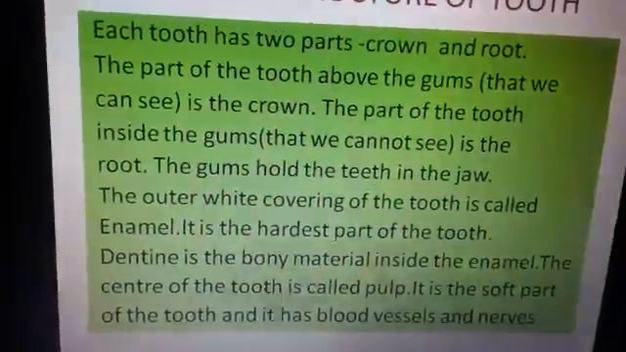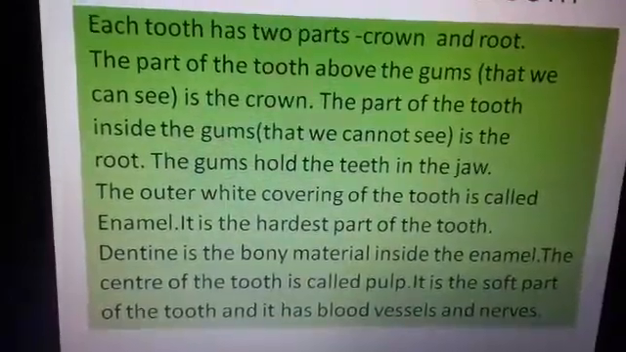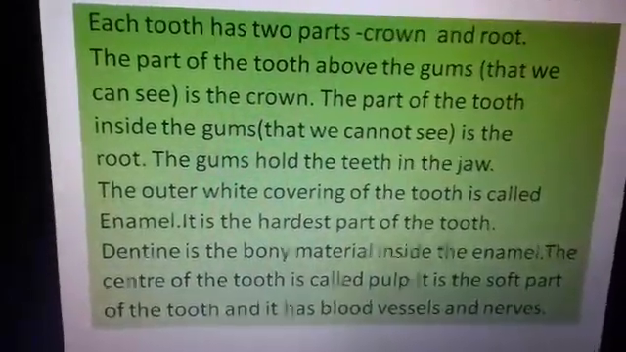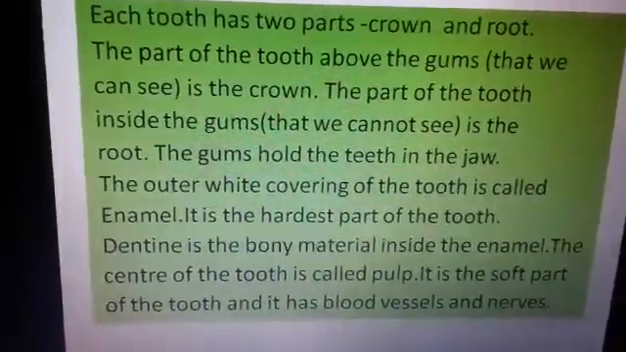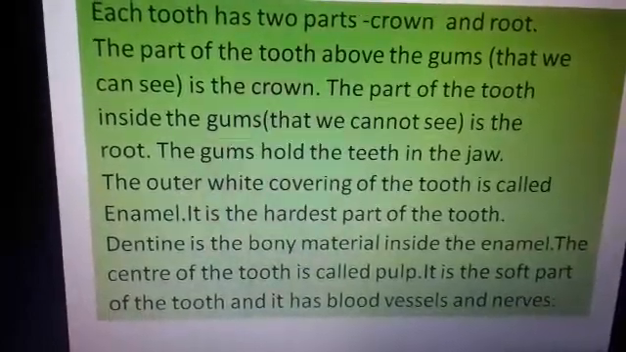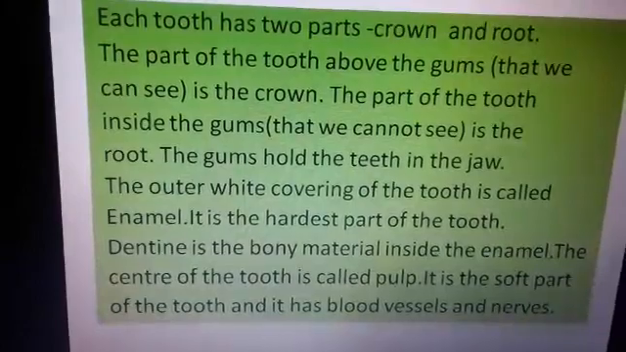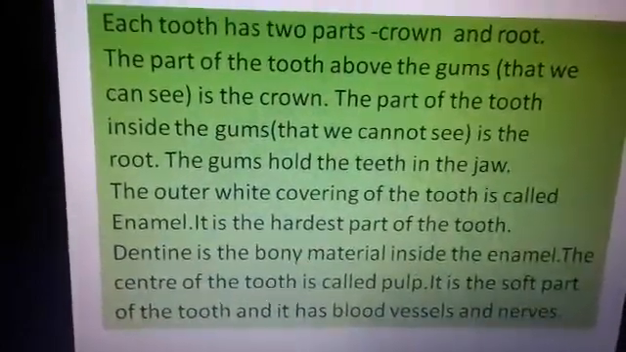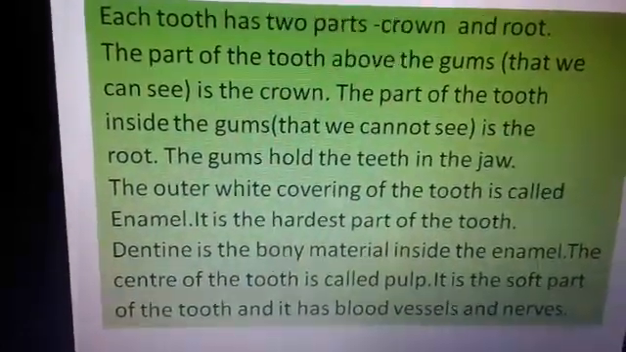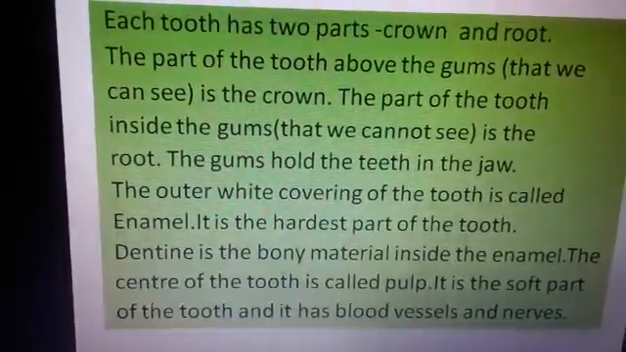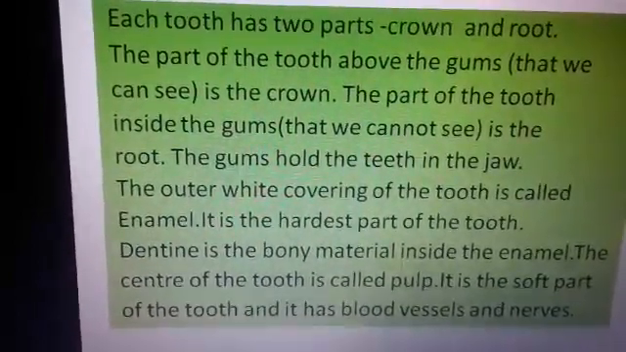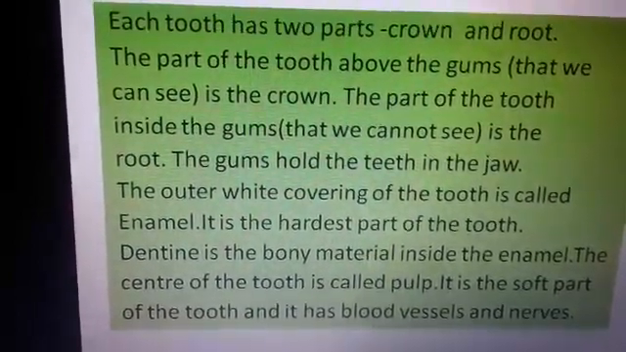See students, each tooth has two parts, crown and root. Now the part of the tooth which is above the gums and which is visible to us is called the crown, and the part of the tooth that is inside the gums, which we cannot see, is called the root. The gums hold the teeth in the jaw.